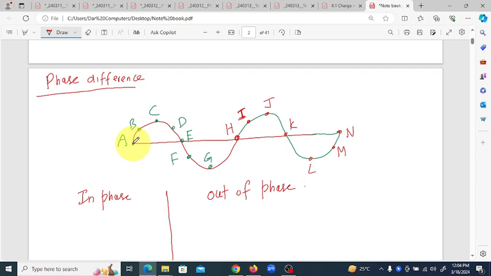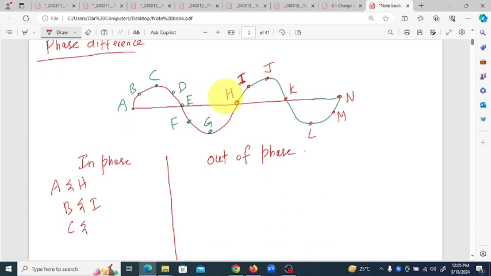So if point A is moving upward, then this point H is also moving upward. You can see that the phase of A is 0 degree and H is also at 0 or 360 degree. So A and H are in phase. Similarly, we compare B and I. B is exactly at the same position as I, and B has the same displacement as I. So B and I are also in phase. C and J are also in phase.